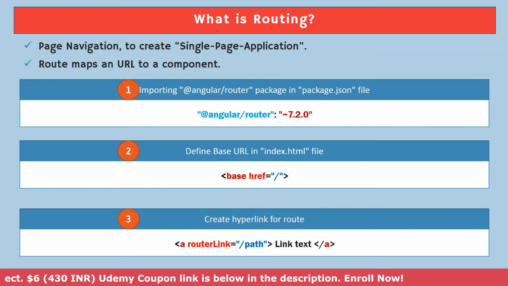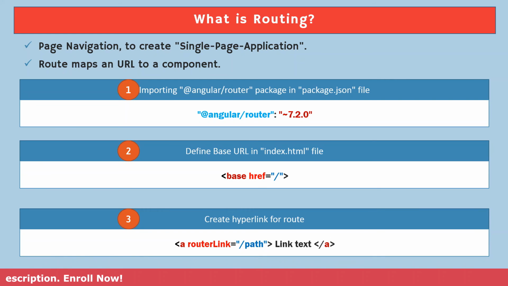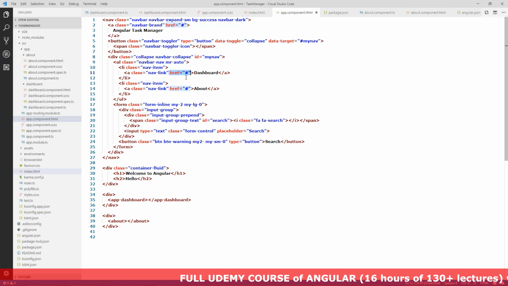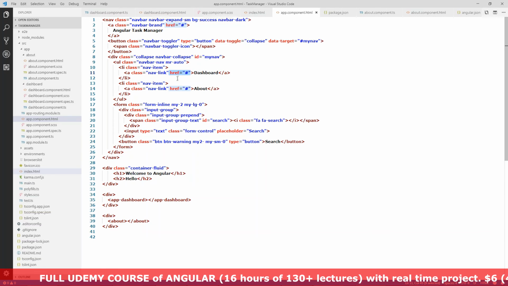Next, create a hyperlink for each route. When the user clicks on the hyperlink, the URL changes to the specified path, and also the corresponding components will be loaded automatically. We can create the hyperlinks in any component, for example in app component. In the HTML anchor tag, by default we can specify the path by using the href attribute.